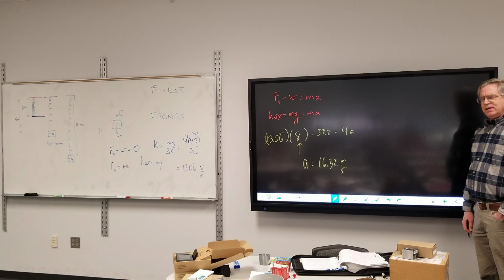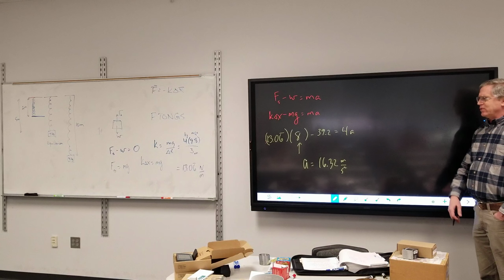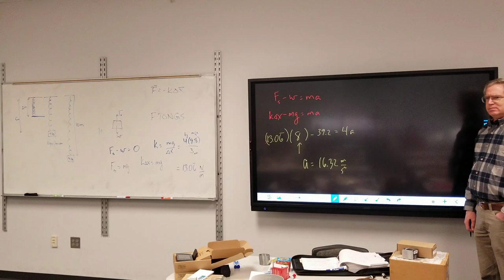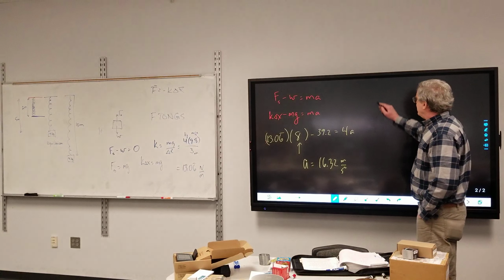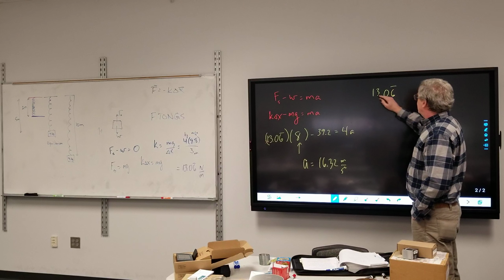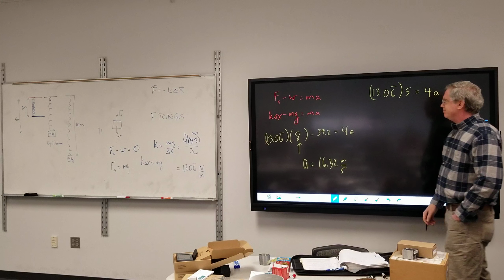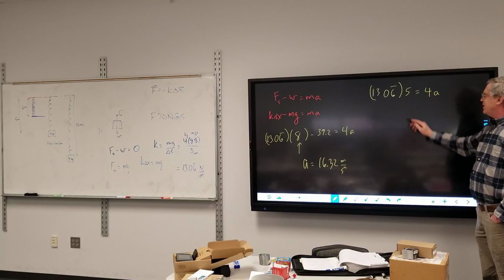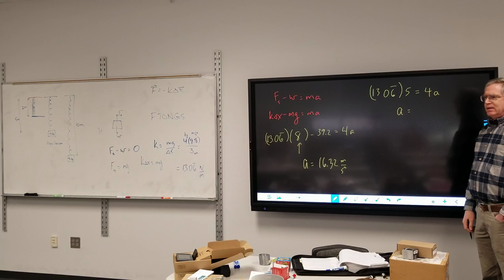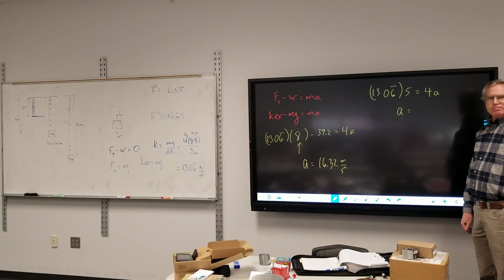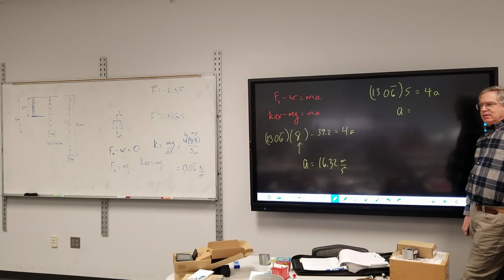Suppose instead we went with sort of Jack's first thought of the fact that it stretched 5 meters. So if I do 13.06 repeating times 5 meters and say that's equal to 4a, so mass times acceleration, what's A now? Wouldn't we also have to include the weight? We're about to find out. It's the same thing. What a coincidence.